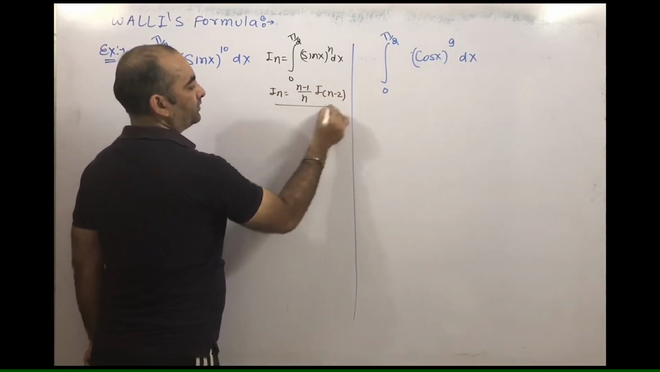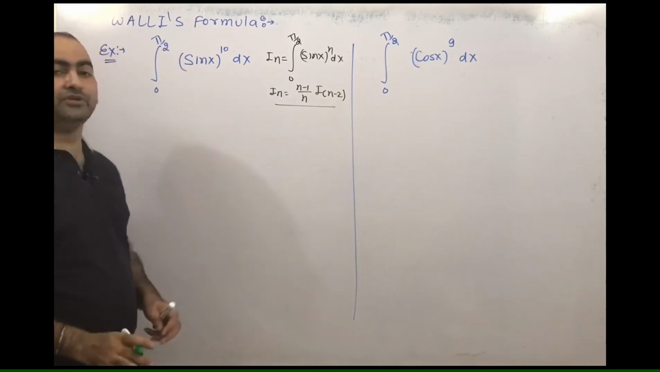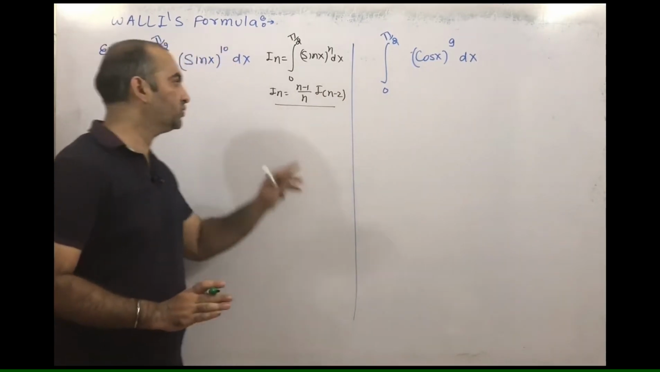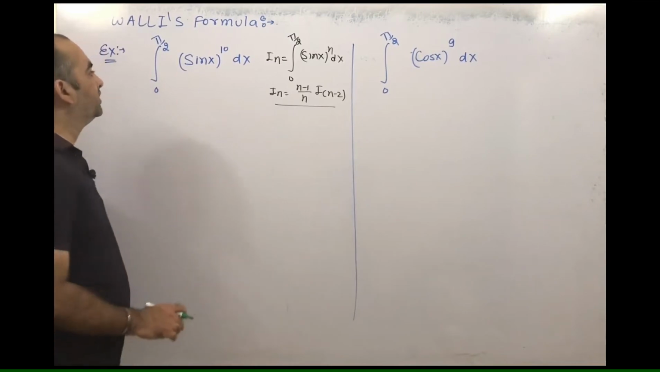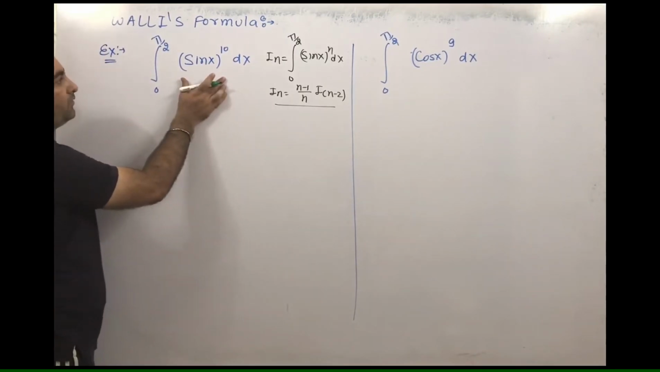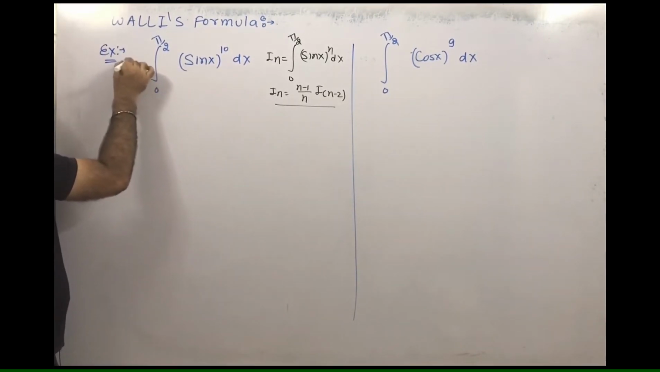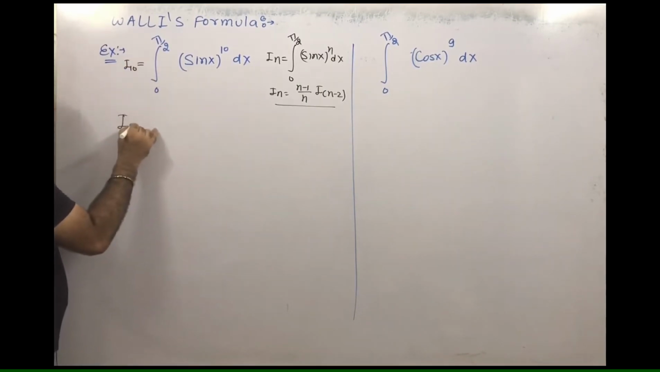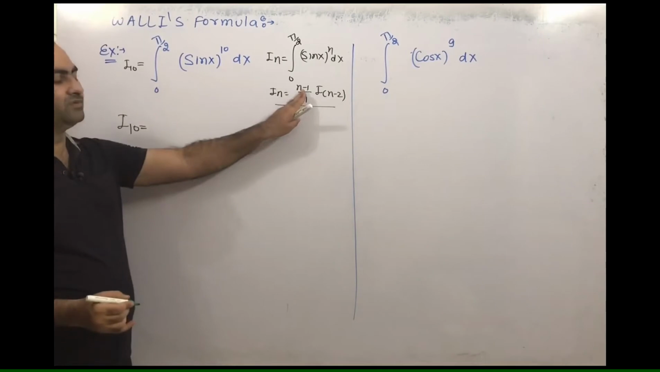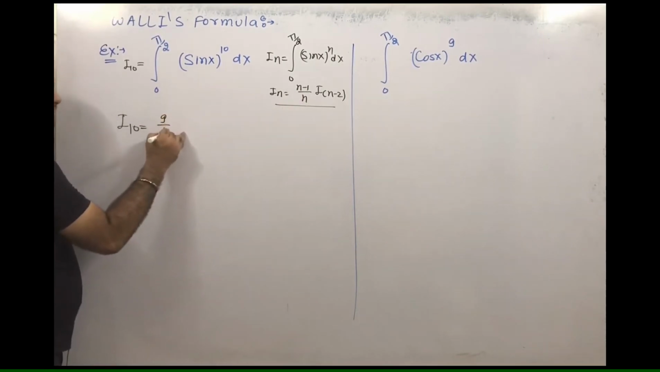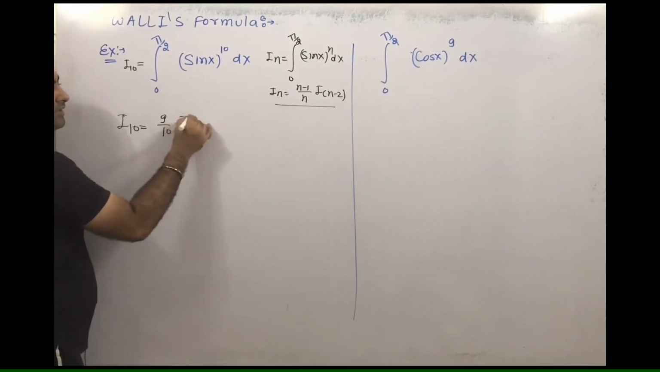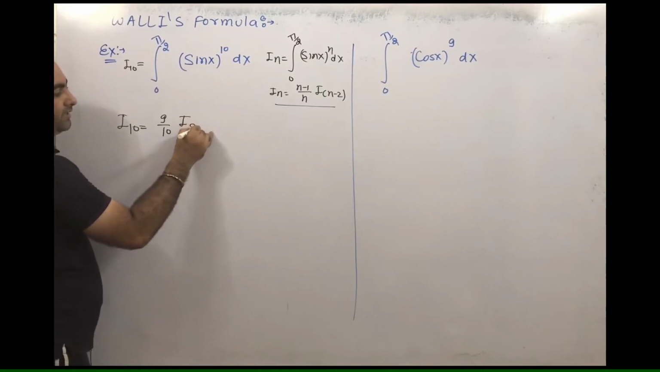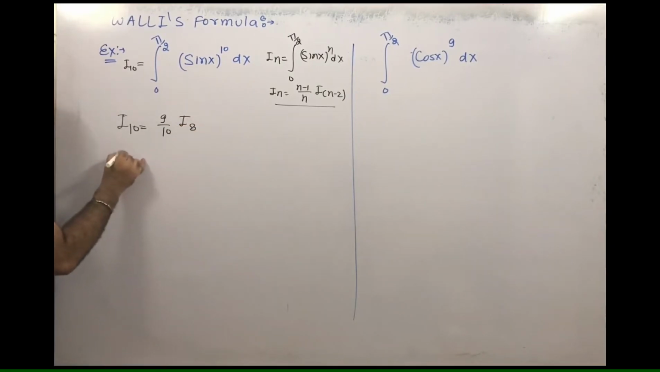This relation we know. Instead of using the direct formula, I am explaining how to solve by using this one. Here we can take the value of n as 10, so this is I10. What will I10 be? 10 minus 1 is 9, divided by 10, times I of 10 minus 2, which is I8.